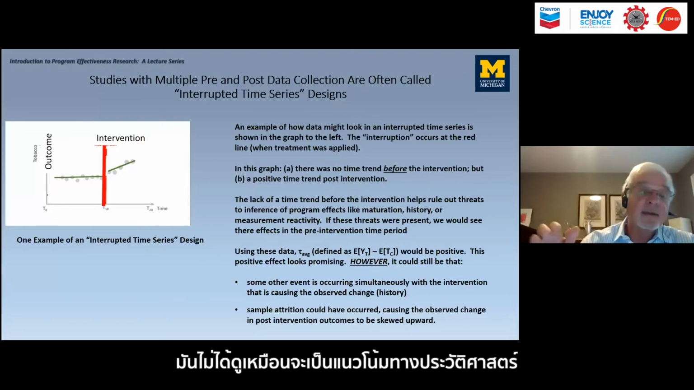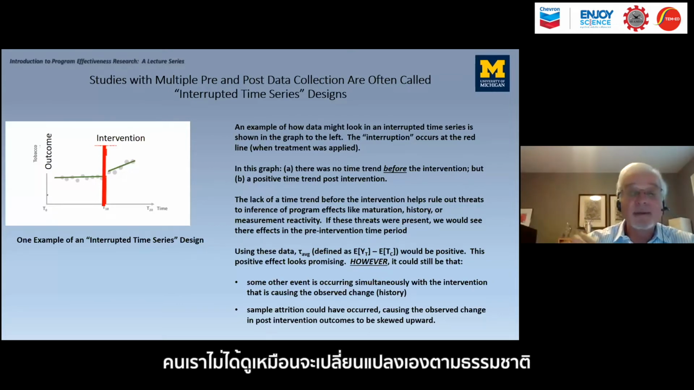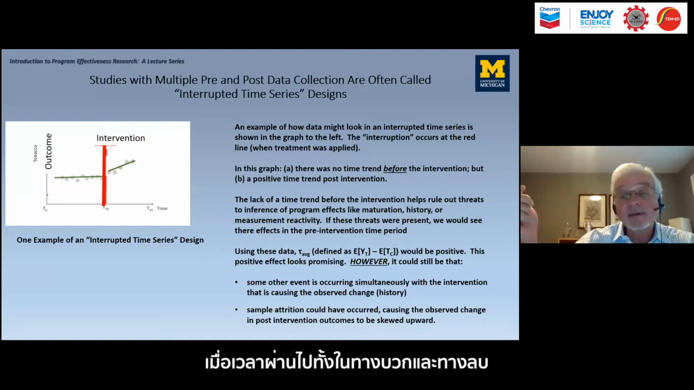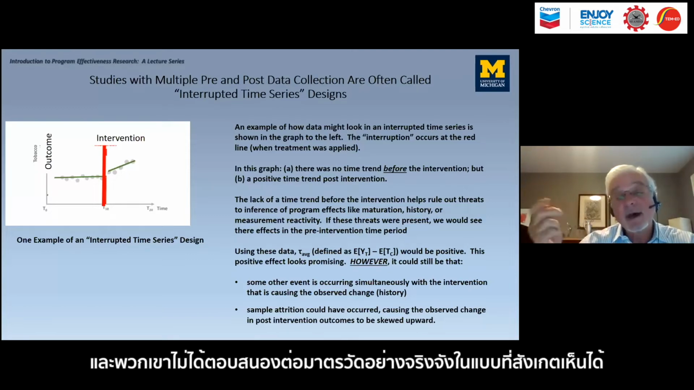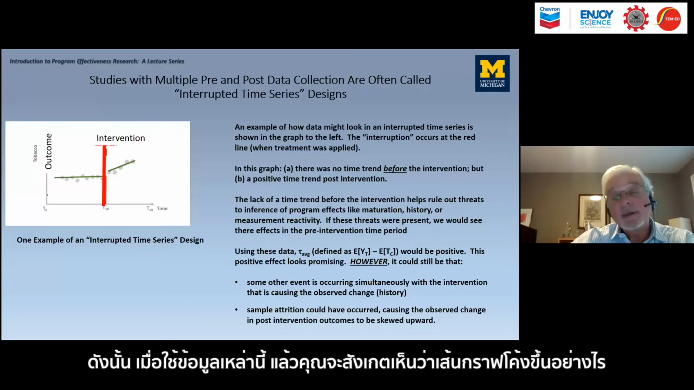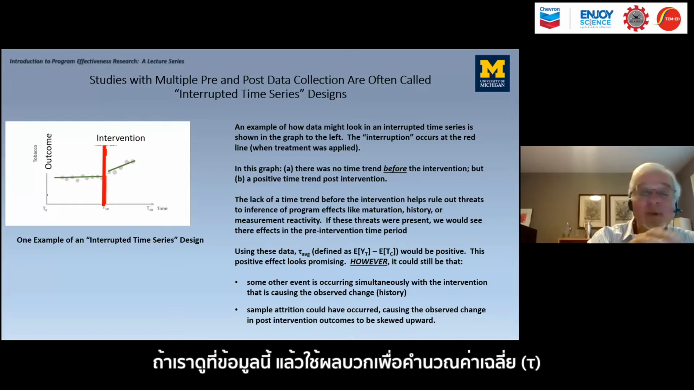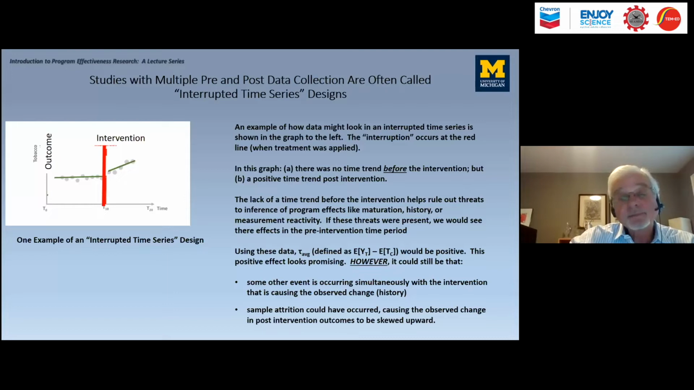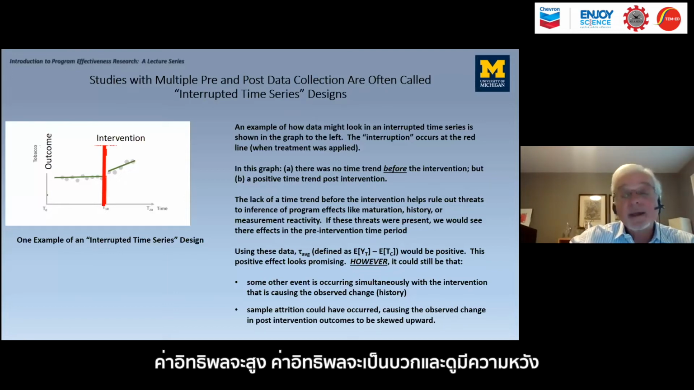That line is flat. There doesn't appear to be some historical trend. People don't appear to be naturally changing over time in any positive or negative direction, and they're not really reacting to the measures in any observable way. But if those threats were present, we would see them in the pre-intervention period. So using these data, and you notice how there's a sort of a curve going upward, if we look at these data and use them to calculate tau average as I have defined it, the effect would be high. The effect would be positive and looks promising.